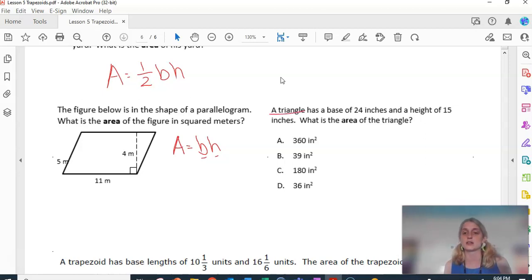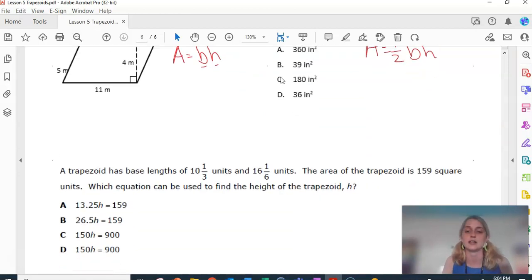A triangle. Okay, we're talking about area. Area equals 1/2 base times height. I gave you the base. I gave you the height. Figure out which of these is your answer. I do not want to see just A, B, C, or D. You have to show me work. You did it somehow, put it on the page. Do not tell me you did it in your head.